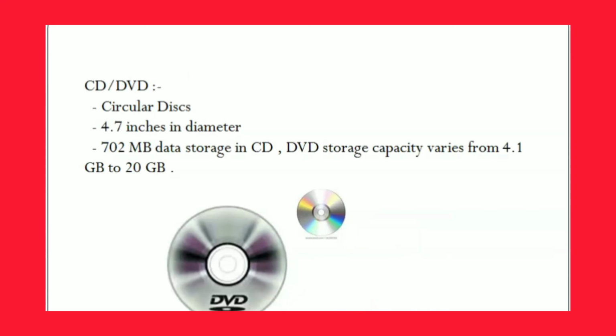Next is CD and DVD. This also comes in the secondary memory. CD and DVD are circular discs. They measure 4.7 inches in diameter. About 702 MB of data is stored in a CD. A DVD stores more than the CD. Its storage capacity varies from 4.1 GB to 20 GB.